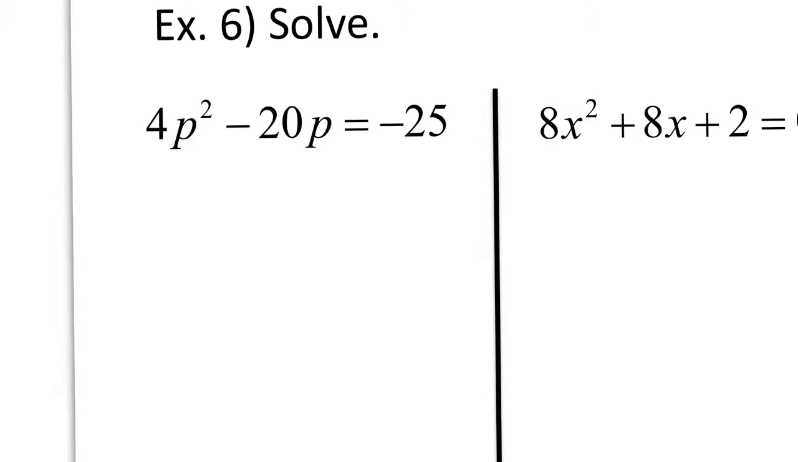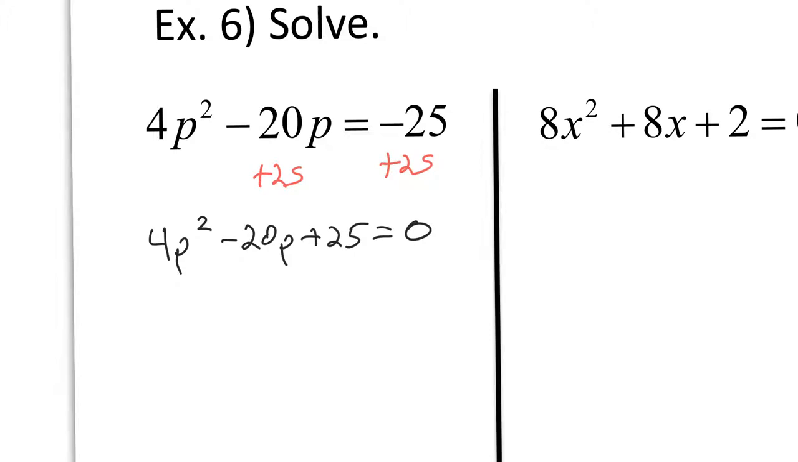To solve, you must get everything equal to 0. So here, I do have a negative 25 on the right side. So I'm going to add 25 here, and I'm going to add 25 over here. So I'm going to have 4p squared minus 20p plus 25 equal to 0. Notice the trinomial here. 4 is a perfect square number, 25 is a perfect square number, and it has a plus here. So I'm going to factor in order to solve.